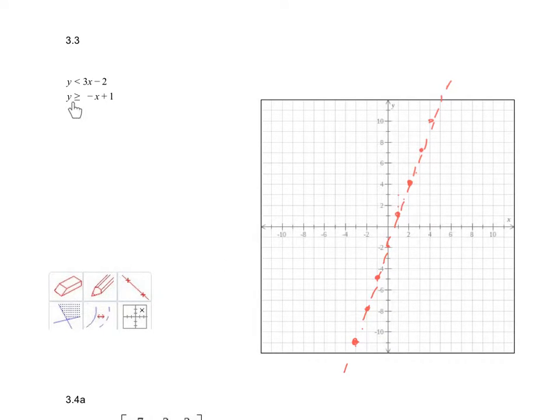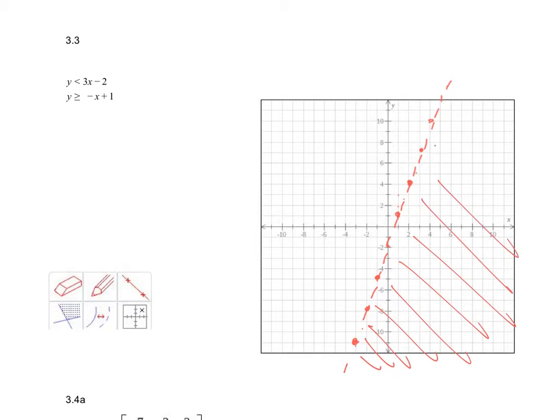Because this is only less than and not less than or equal to, I don't have the extra line there, so I need this to be a dotted line, and that means I'm going to use this tool to change it to a dotted line. Finally, since the y is isolated and it's y less than, and here's my y-axis, y less than means below the line, like this is the direction in which y goes less than, so I know this is the part that I'm going to shade.